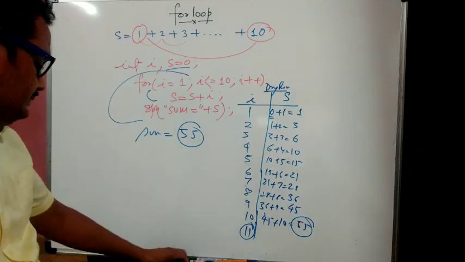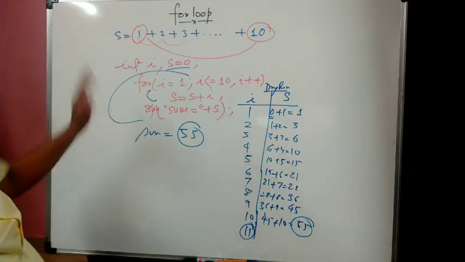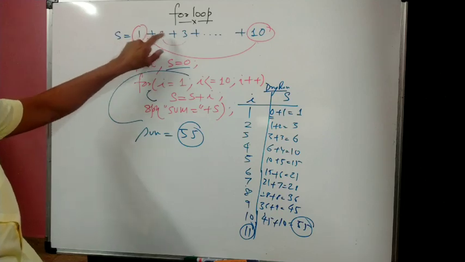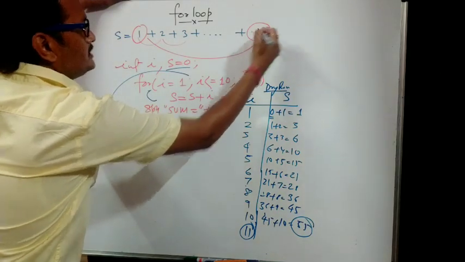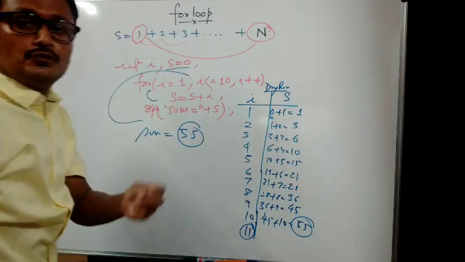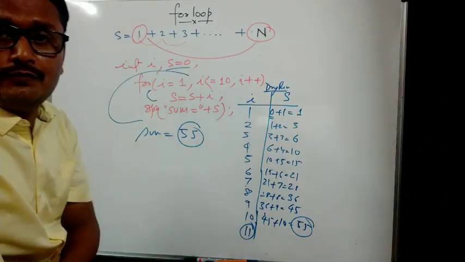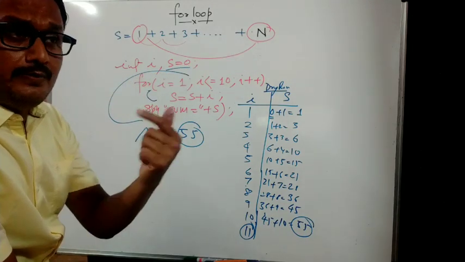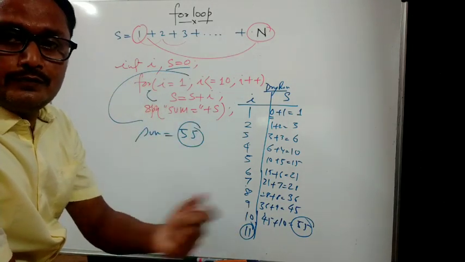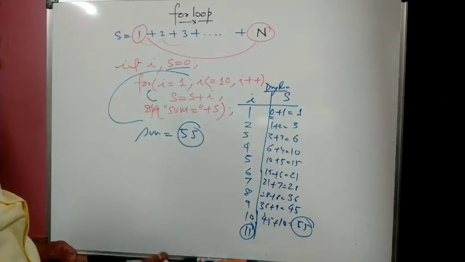This is number one thing. Now suppose you will get the same question, but here it will be 1 plus 2 plus 3 dot dot dot. The last value is what? Instead of 10, here it is n. So from where will we get the value of n? This value the user will give. How will the user give? That means you have to input the value of n. Use a scanner class and input the value.